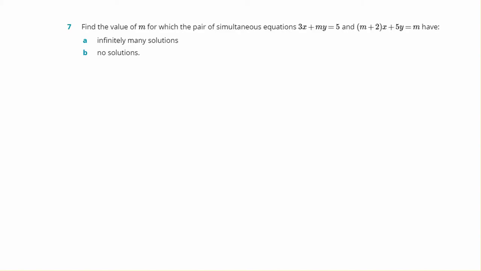This is for year 11 reference. We're going to look at question 7 from exercise 2H. So it's the last exercise. We want to find the value of m such that the pair of simultaneous equations given by these two equations have either infinitely many solutions or no solutions.